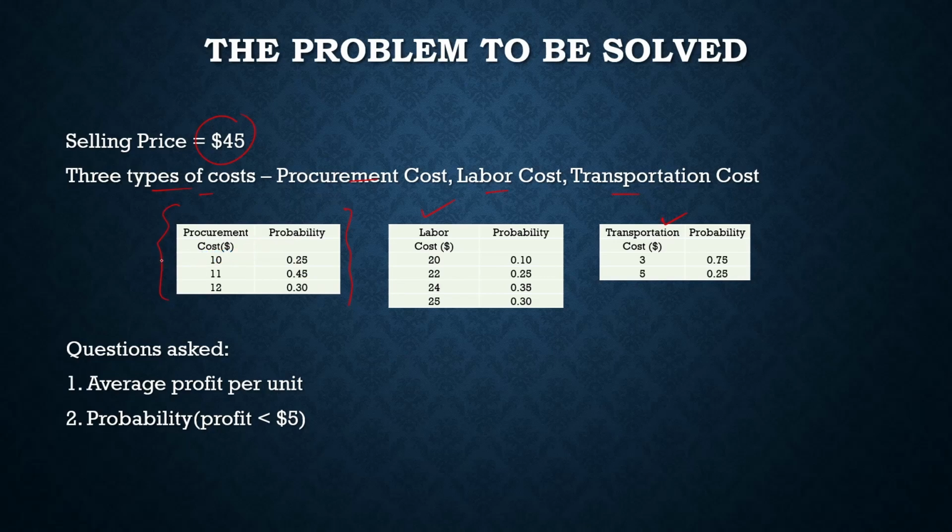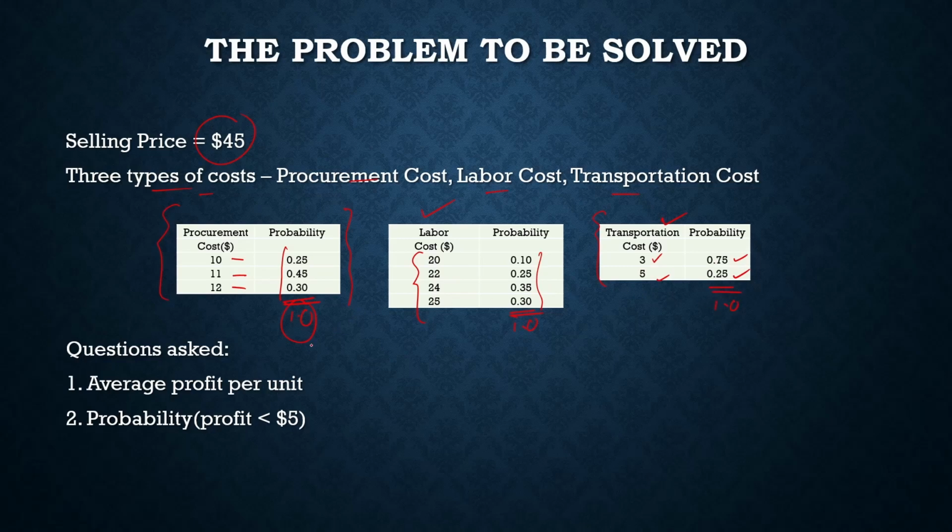So therefore, procurement cost can take three types of values: 10, 11, 12. The probabilities are given. If you add these probabilities, you will get 1. Similarly, labor cost can take 4 values and the probabilities are given here, and the sum is equal to 1. Similarly, transportation cost can take 2 values. For these, probabilities are given and the sum is again equal to 1.